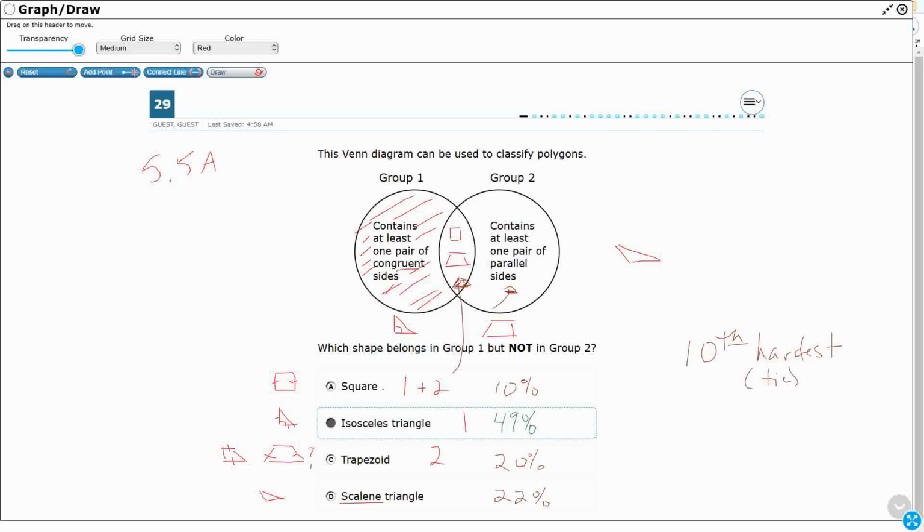And we need practice not only finding something that belongs not in the middle, but in just one of the circles or portions of the circles, but also drawing visualizations of these shapes when they are not provided for you.